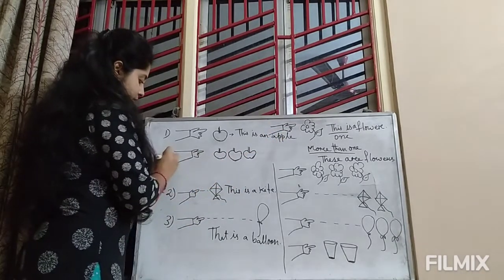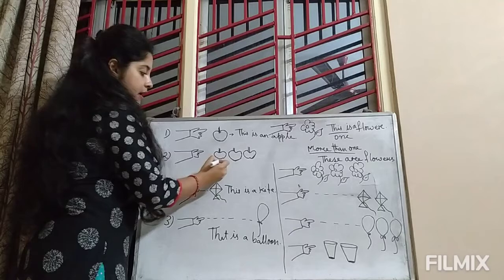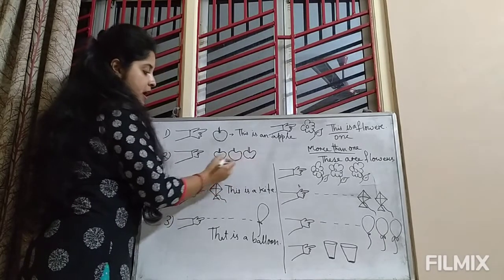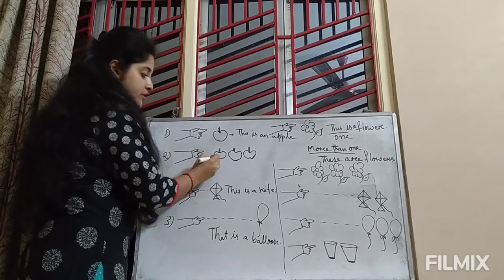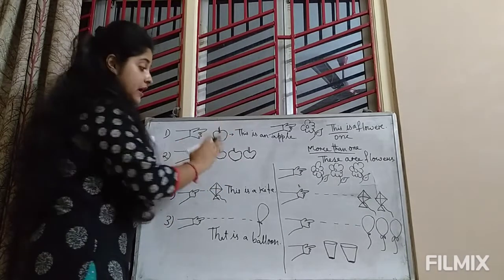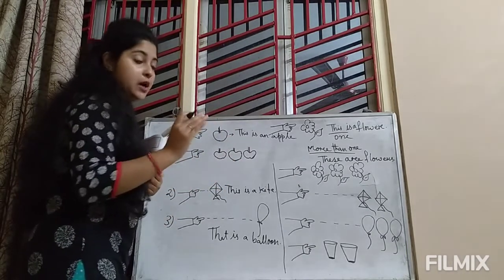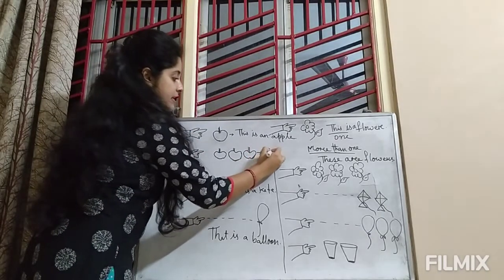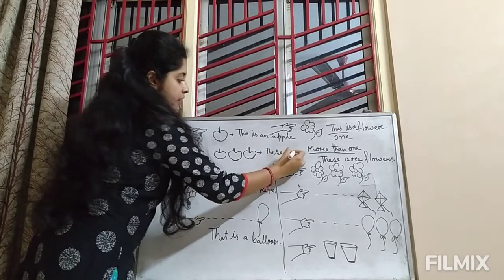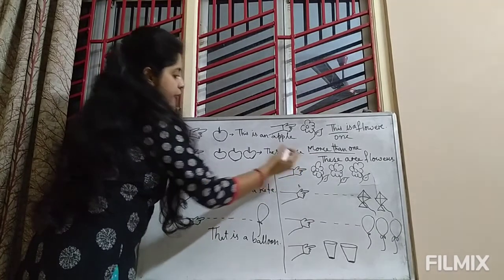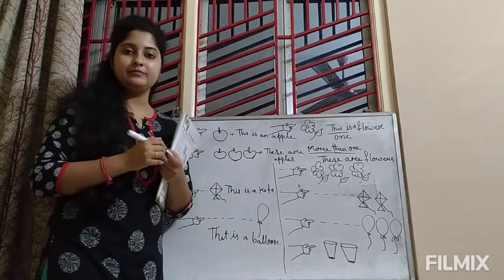Now look at the second picture. Here we can see three apples are there. And these apples are near to these hands. But the apples are more than one, means the apples are in plural number. More than one. So here we will say these. These are apples. Fine. I hope you have understood now.